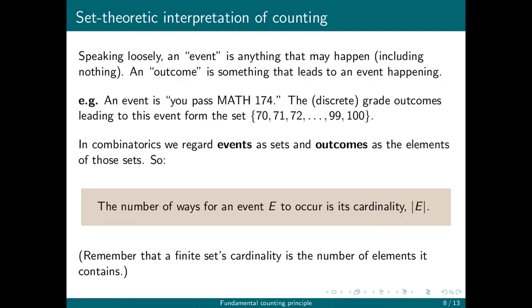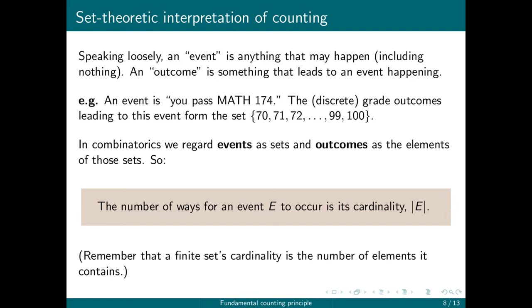All right. So after we talk about enumeration, we're going to talk about looking at counting in terms of set theory. When we speak loosely in English, we use the word event to describe anything that may happen, including nothing. An outcome is something that leads to an event happening.